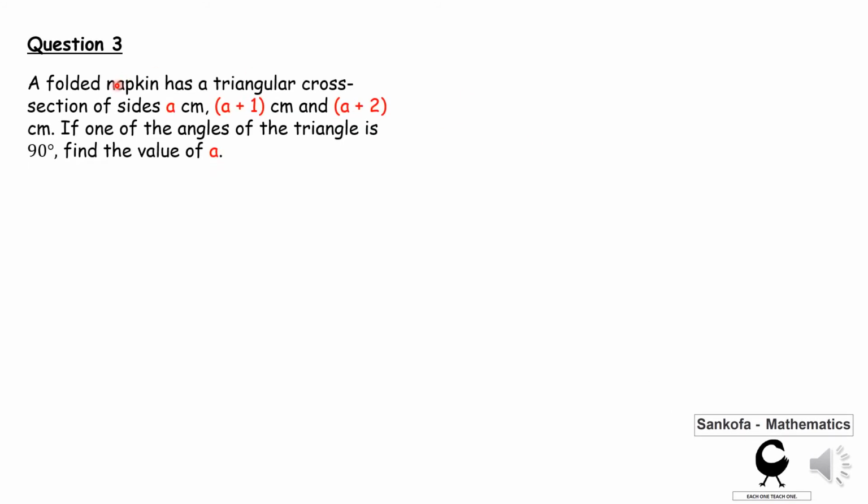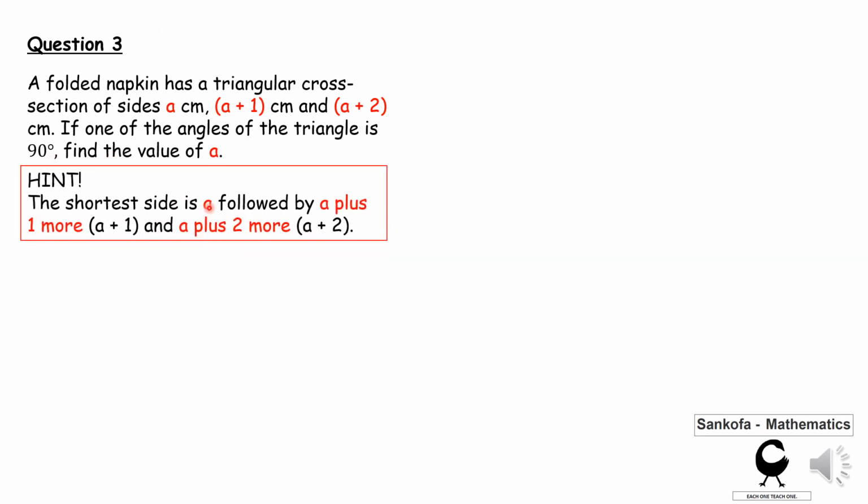All right, so our last question here. You have got a folded napkin, which has a triangular cross section of sides a centimeter, a plus 1 centimeter, and a plus 2 centimeter. So you're supposed to find the value of a. There's no diagram to guide you here, but what you need to understand, and I brought up a little hint here, is that when you have a plus 1, that means it's a with 1 more, so a plus 2 is 2 more. So a plus 2 will be the longer side.